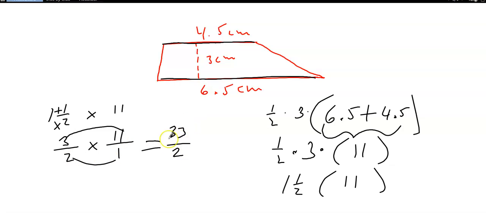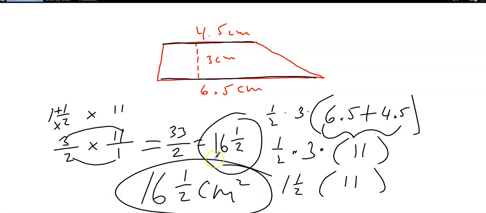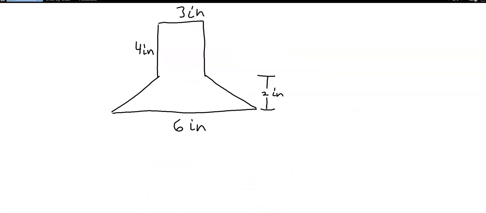Now 2 goes into 33. Let's see, 16 times. 16 times 2 is 32. So the remainder is 1, and the denominator stays as 2. This is almost the final answer. We have to label this. So this is 16.5 centimeters squared.